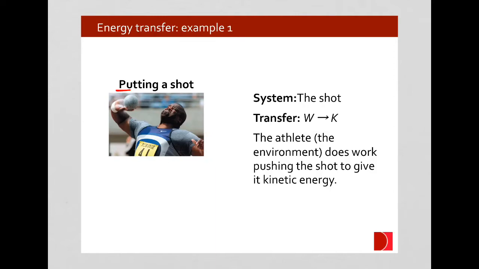One example here is putting the shot. The shot put is an Olympic event where an athlete throws a small metal ball. In this situation, work is being transferred into kinetic energy. Basically, the athlete is doing work on the shot. He's applying a force to it with his arm and pushing it over a distance as he extends his arm. So that athlete is doing work, and as he does this work, as he pushes the shot put, it goes faster and faster, and thus it gains kinetic energy. So this is an example of the environment, the athlete, doing work on the system.